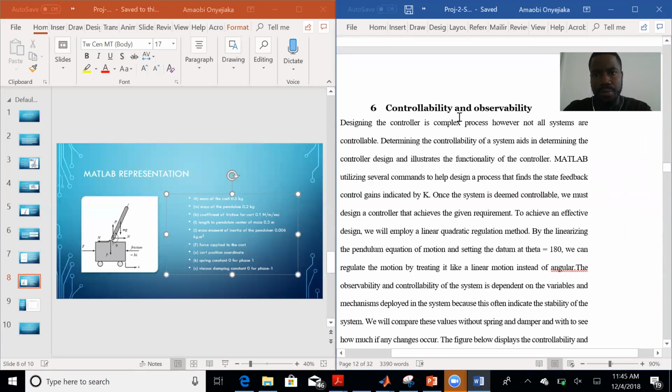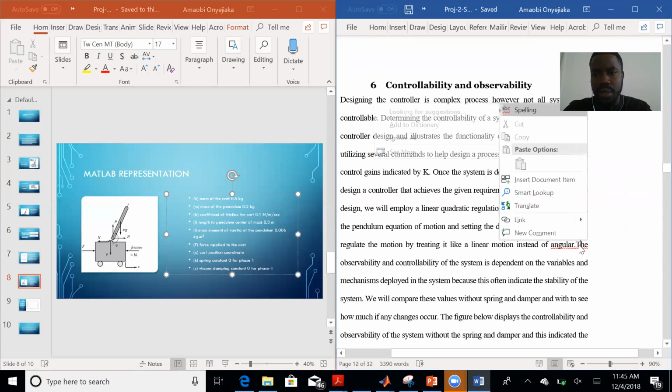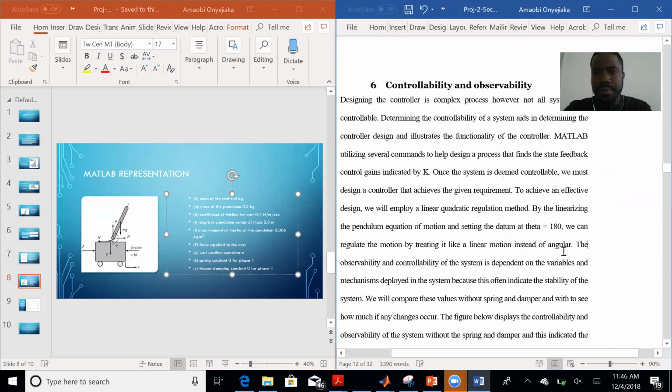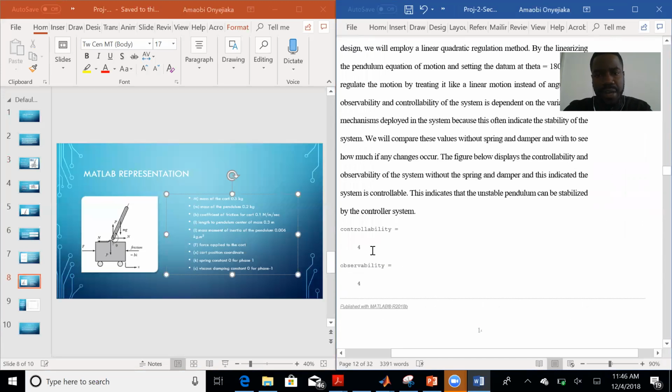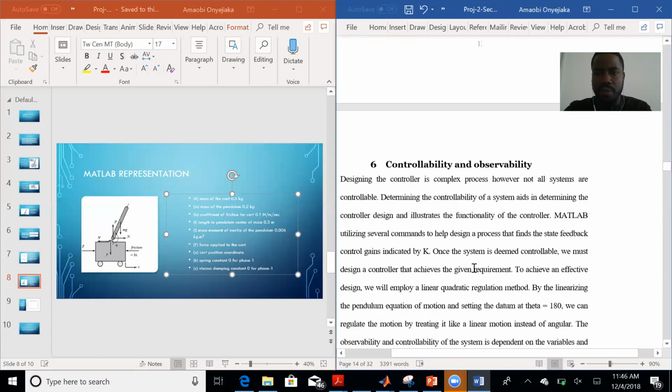Then we get into controllability and observability of the system. This is where we see how effective the controller is working on the system. And this does validate that our system is in fact controllable, because we're working in a 4x4 matrix.